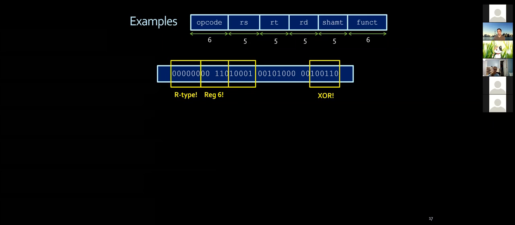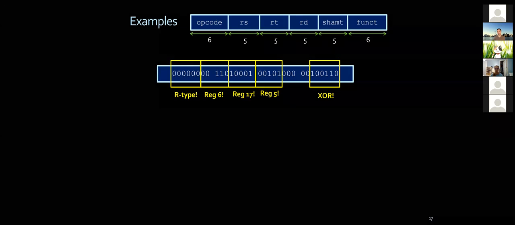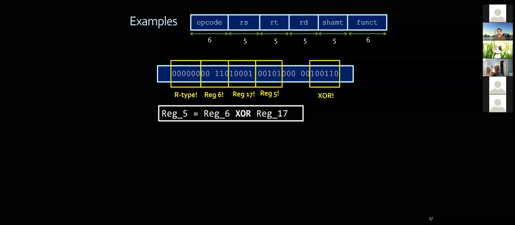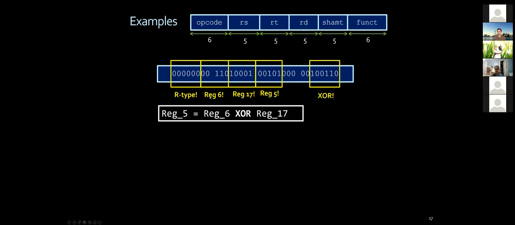How about this one? What register is that? Does anyone want to try to answer? There's a question about shift amount. I'll cover that. Yeah, so another one is register 17. And there is this register as well, register 5. So wait about the shift, I'll talk about that. Essentially what's encoded here is I want to do XOR between register 6 and register 17, and store the result in register 5. That's what these zeros and ones are storing, right?